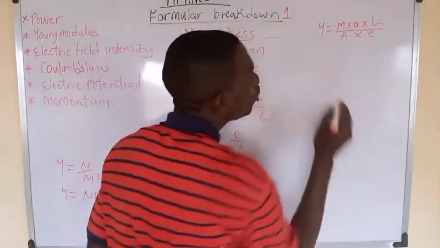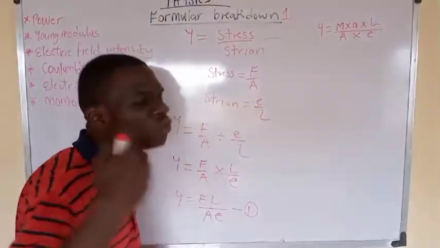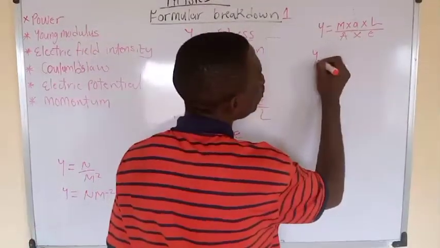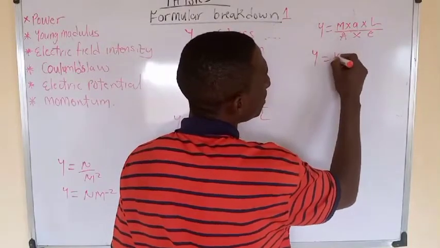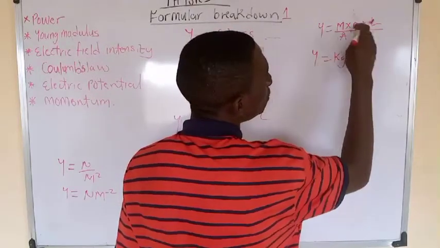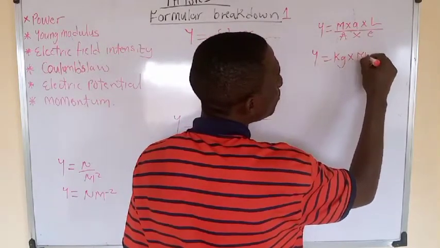So now, the unit of measuring, the derived unit for measuring Young modulus can be given as what? Mass measured in what? Kilograms. That becomes kg times what? Acceleration measured in what?